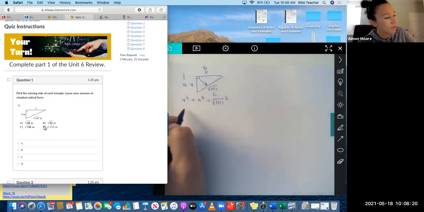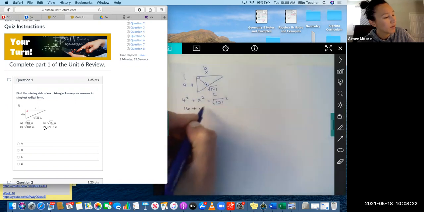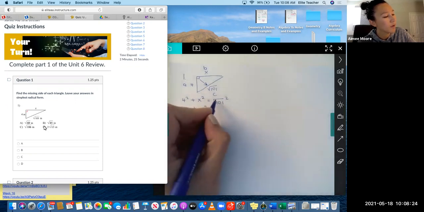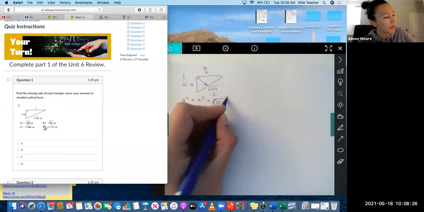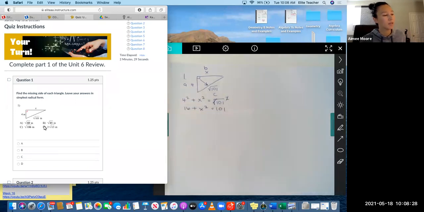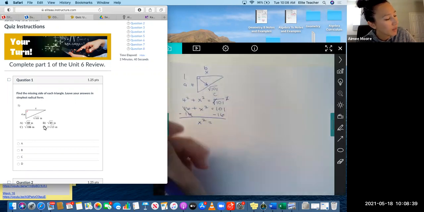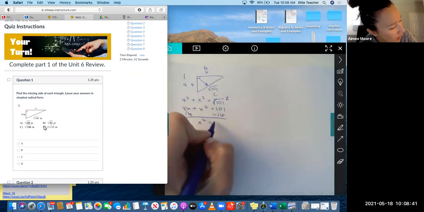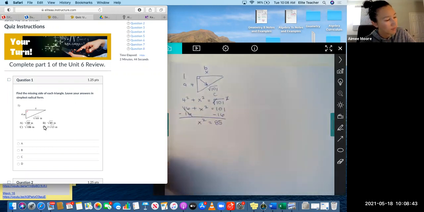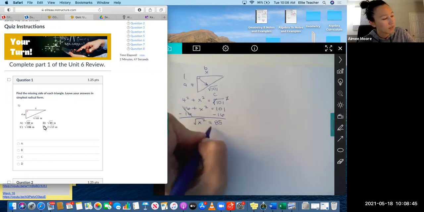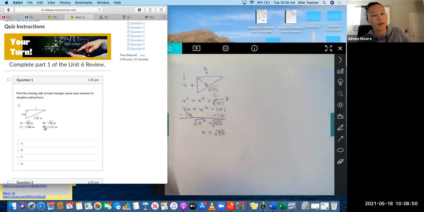So then we square 4, which is 16. We leave x squared, and that equals, remember, if we take the square root and square it, those just cancel one another out. Then we need to solve for x, so we subtract 16 from both sides. X squared equals, I think that is 85. We take the square root of both sides, and x equals the square root of 85.